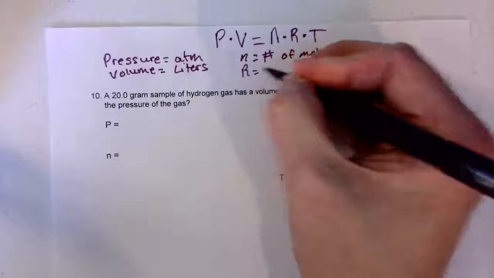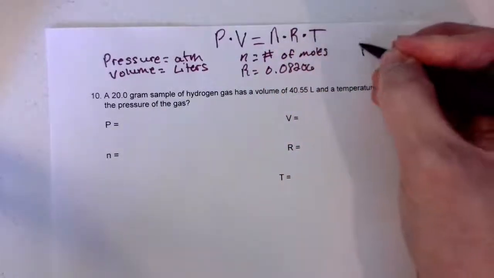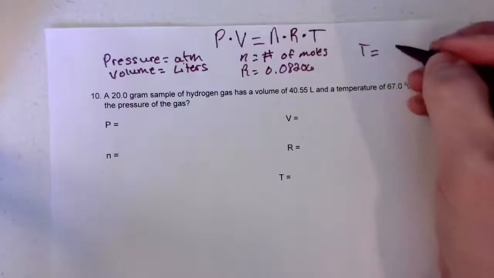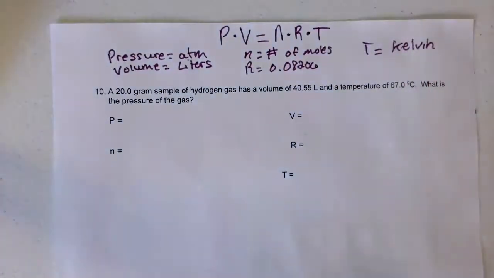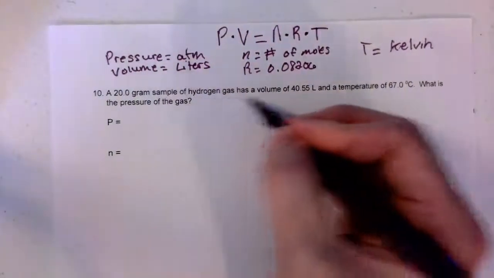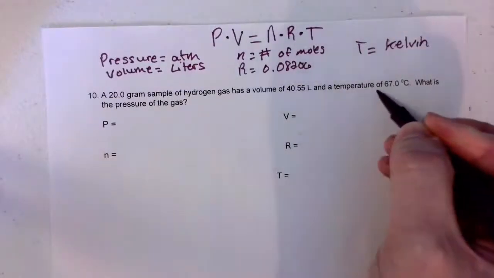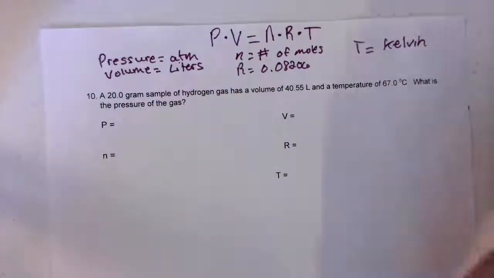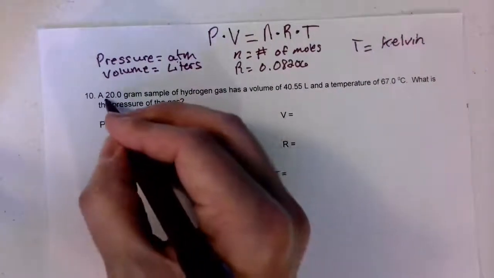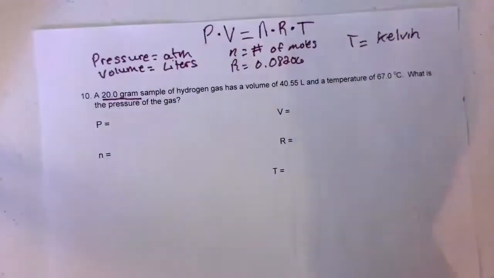Alright, R is the number 0.08206. And then finally is the temperature, and it has to be in Kelvin. Okay, so it says a 20.0 gram sample of hydrogen gas has a volume of 40.55 liters and a temperature of 67 degrees Celsius. What is the pressure of the gas? Alright, so the first thing that I see is 20 grams. I don't know where that goes, so I'll come back to that later.